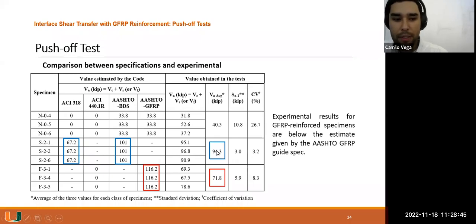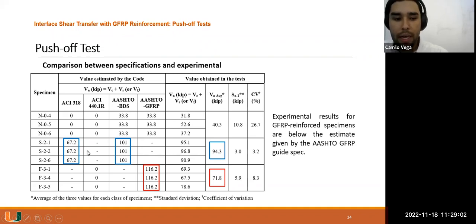Even for the steel reinforced specimens, there is a smaller overestimation by the code, obtaining, for example, an experimental load of 94 kips versus an estimated load of 100 kips in the code.